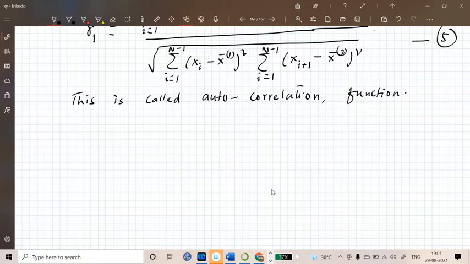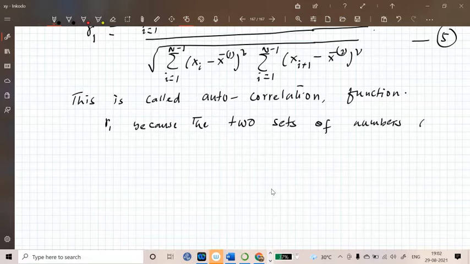So you understand the symbol R1 is used because the two sets of numbers are separated by interval 1, right? R1, because the two sets of numbers are separated by interval or space. This is important.